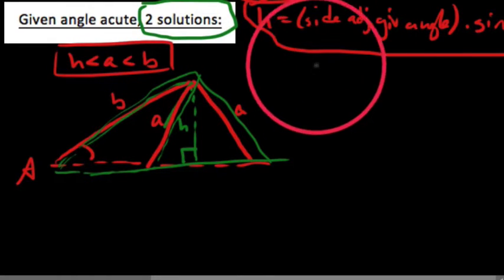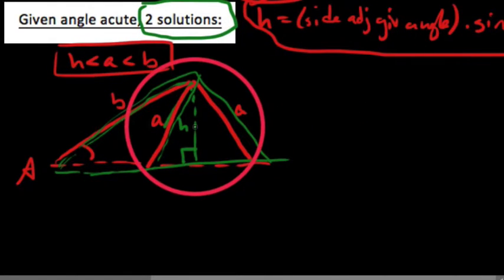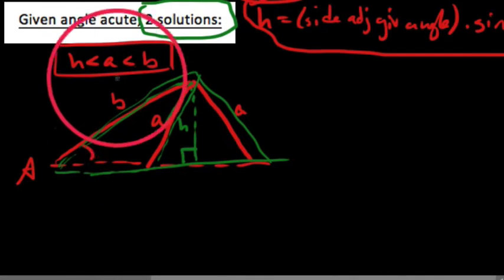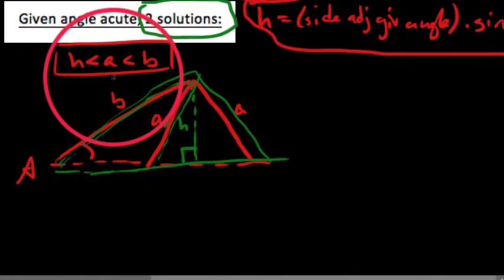And the way we're going to look at this is we're going to look at how A compares to H and to B. If it's longer than H, but shorter than B, then we're going to say, well, heads up, I know I have two solutions. Now in the last particular case, we say just exactly one solution here.